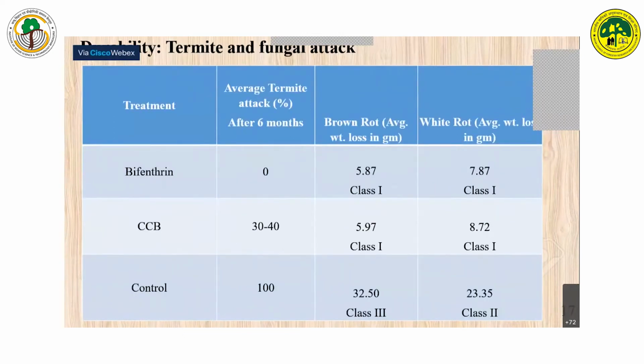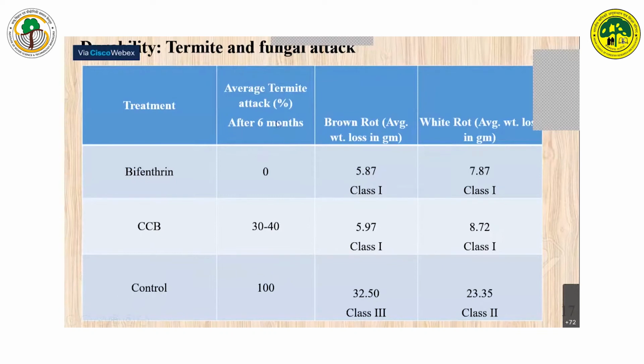Durability is also a concern if we are erecting a structure using wood material. So durability will be an issue, at least in India. So we have conducted tests for termite and fungal attack resistance. We have used two chemicals, bifenthrin and CCB, and one control. Control means CLT without the treatment.